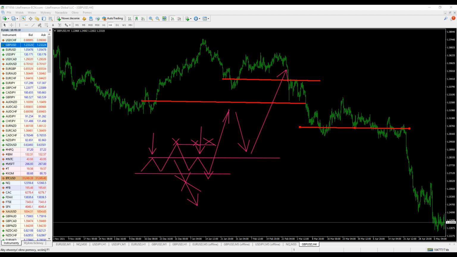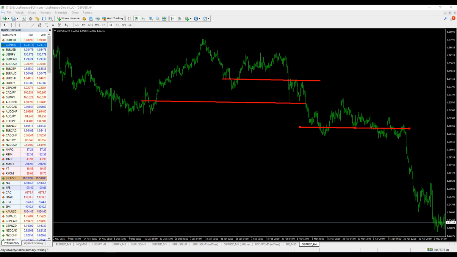And the usual target is this distance, this time to the upside. So you know your distance. What are you going to do with the stops?